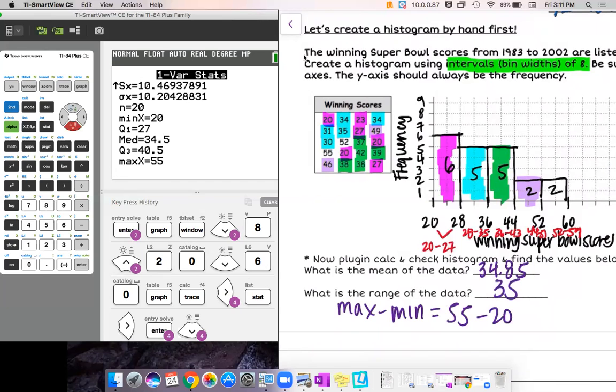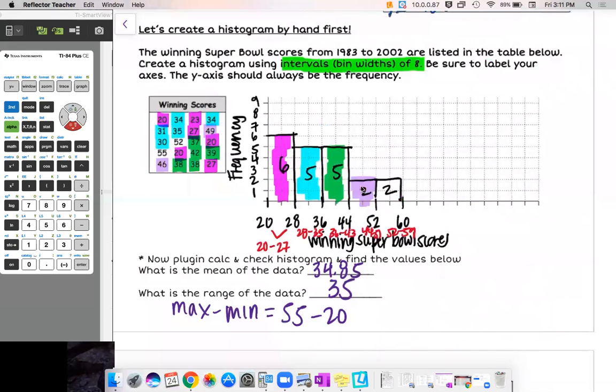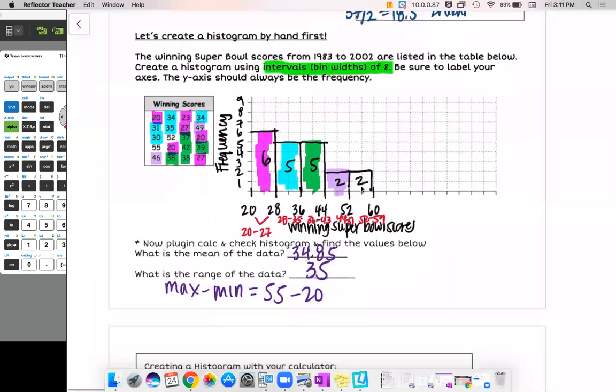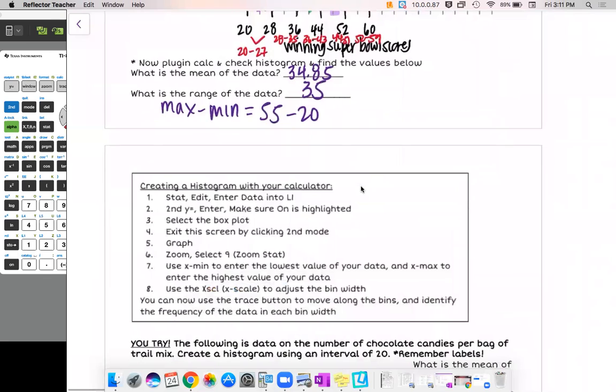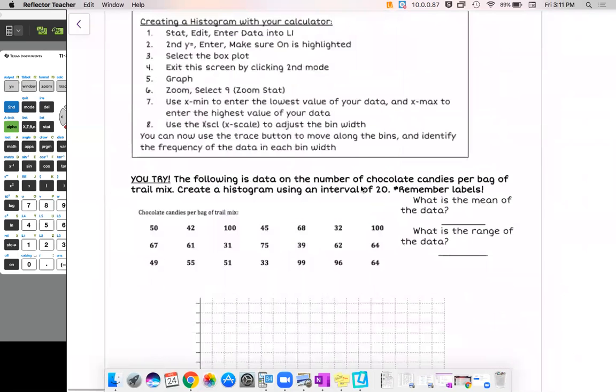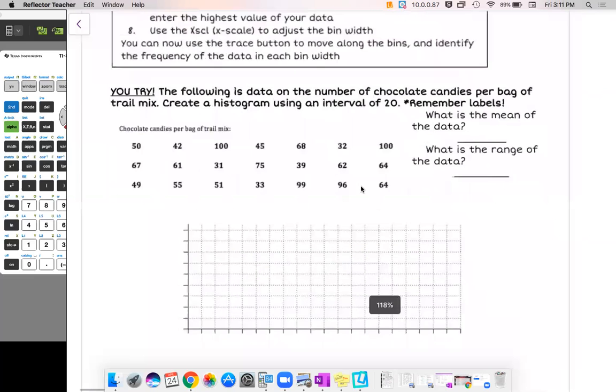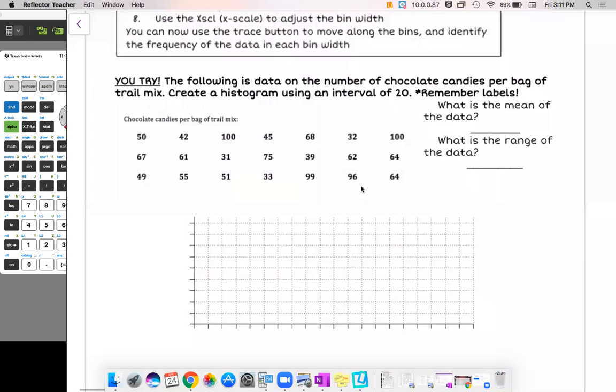So that's how you go about doing those 2 questions right there, creating a histogram and then checking it with your calculator. I do have the steps right here so that you can go through and just double check those steps. And then I'm going to have you try to do this one real quick. So I'm going to pause my video and I'm going to go through and just do it. And then I'm going to unpause and let you check your answer.